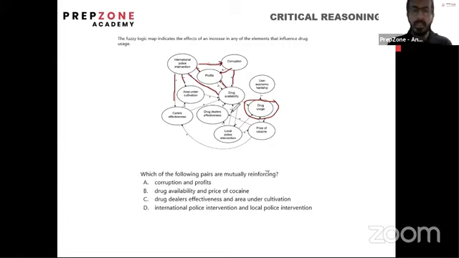So that is, if A increases B, B should also increase A, right? So that's basically what mutually enforcing means. So where can we find that? Let's look at the answer choices and see which one is the best fit.